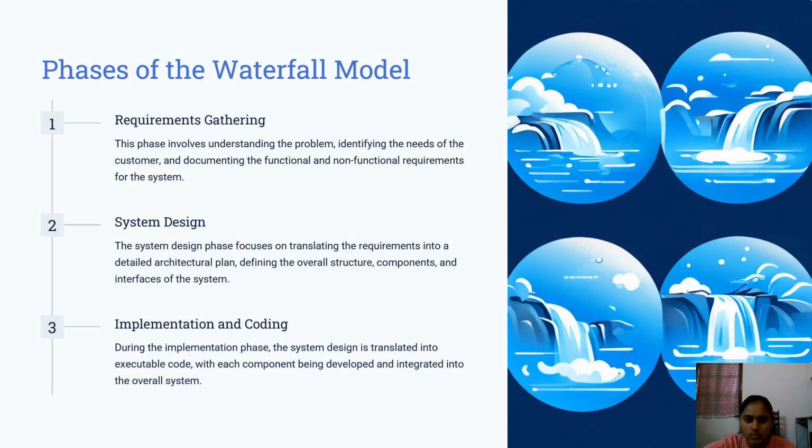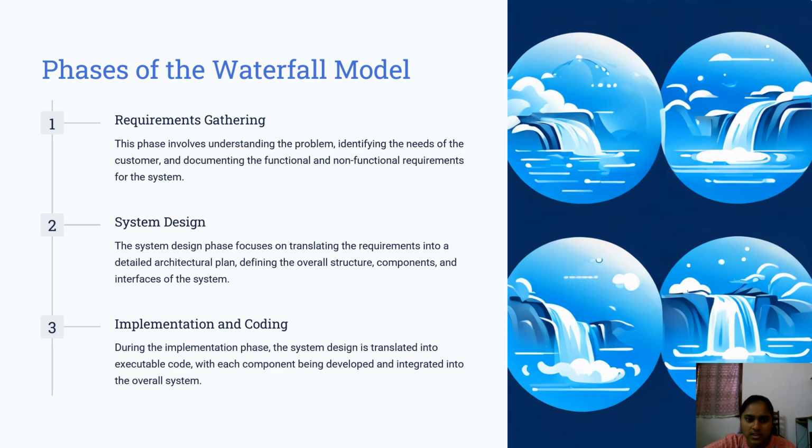Phases of the waterfall model. Requirements gathering. This phase involves understanding the problem, identifying the needs of the customer, and documenting the functional and non-functional requirements for the system. The second one is system design.